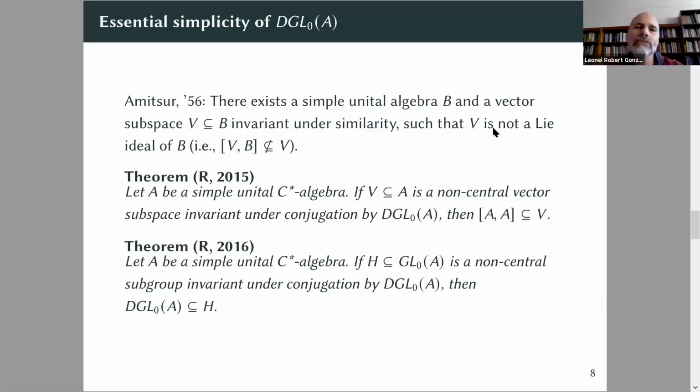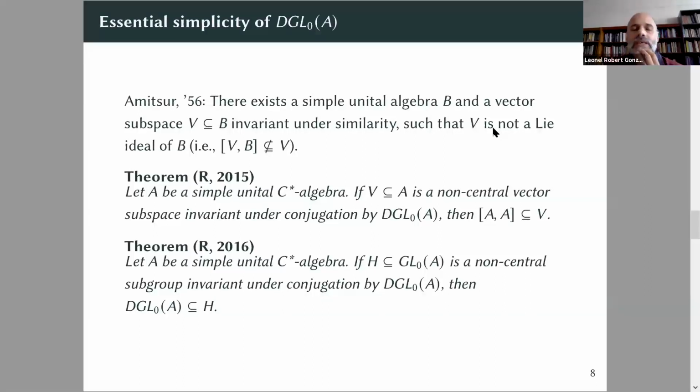And then Amitsur gave a counterexample. Okay? So it is not true that in a simple unital algebra, a similarity invariant vector subspace must be a Lie ideal. However, for simple unital C*-algebras, it turns out it is true. Again, this uses some tricks with functional calculus. I don't know exactly how it would generalize.